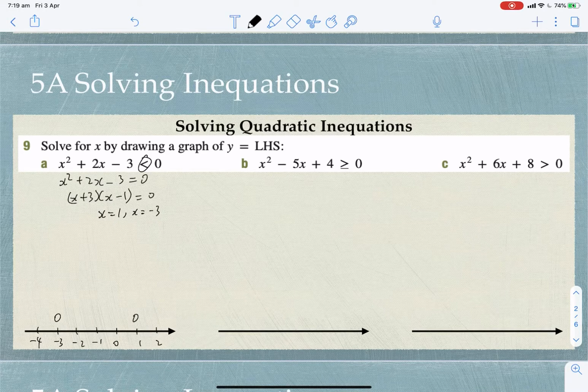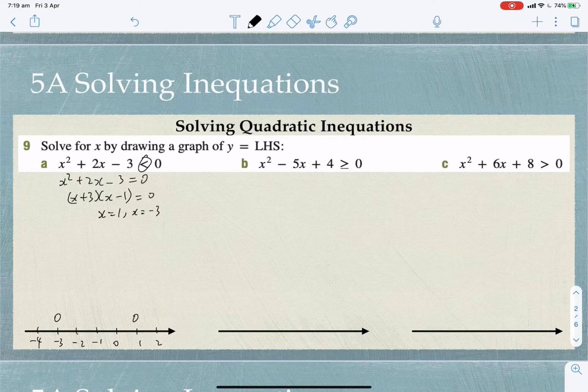Now we don't know whether it's inside or outside. So for quadratics, it's either in between the two numbers or outside the two numbers. The easiest way to check is 0, unless one of those two numbers is 0. I will always use 0 to check it, or you can pick any numbers you want. It's just in between or outside.